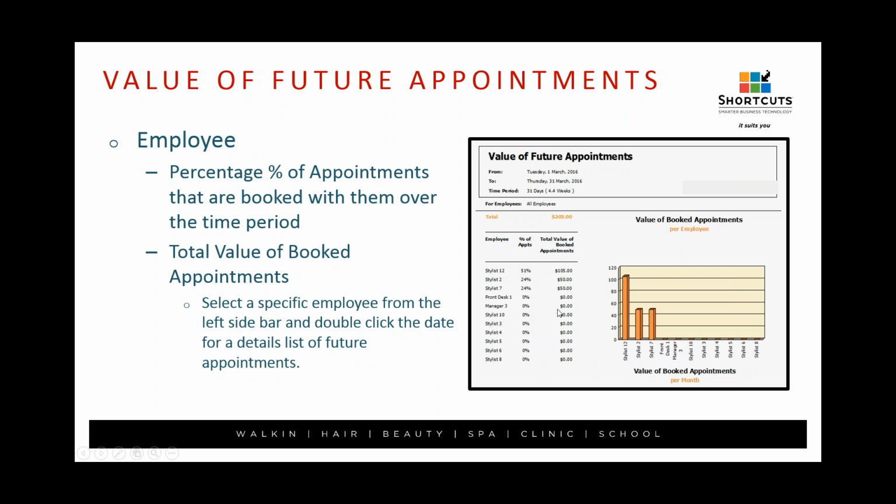If I run this for my entire store, it'll show me that Stylist 12 here is 51% of the booked time that we have the following month. Stylist 2 is 24%, Stylist 7 is 24%, and then nobody else has anything booked. So these are the people that I need to target to start getting referrals, rather than sitting around waiting for the busy bus, right?